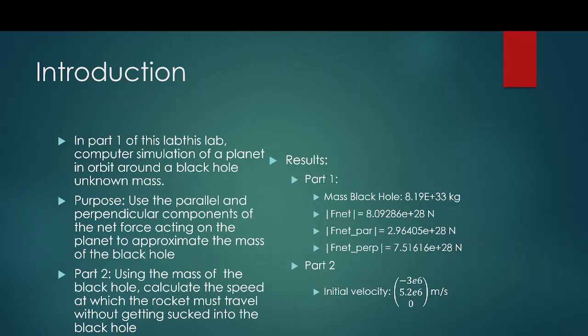And in the second part, now we have all the information of the black hole, including its mass. We were able to calculate the distance and the speed required for a rocket ship traveling near the black hole to continue its path harmlessly and not be sucked into the black hole. Here you can see some of the results. I won't get into it too much for time constraints, but they're there to see.